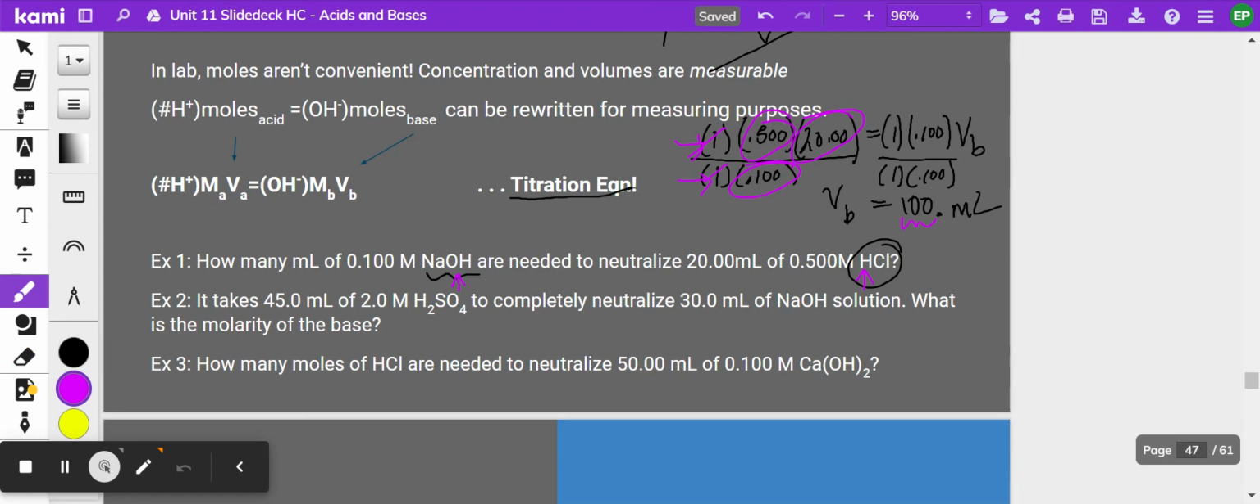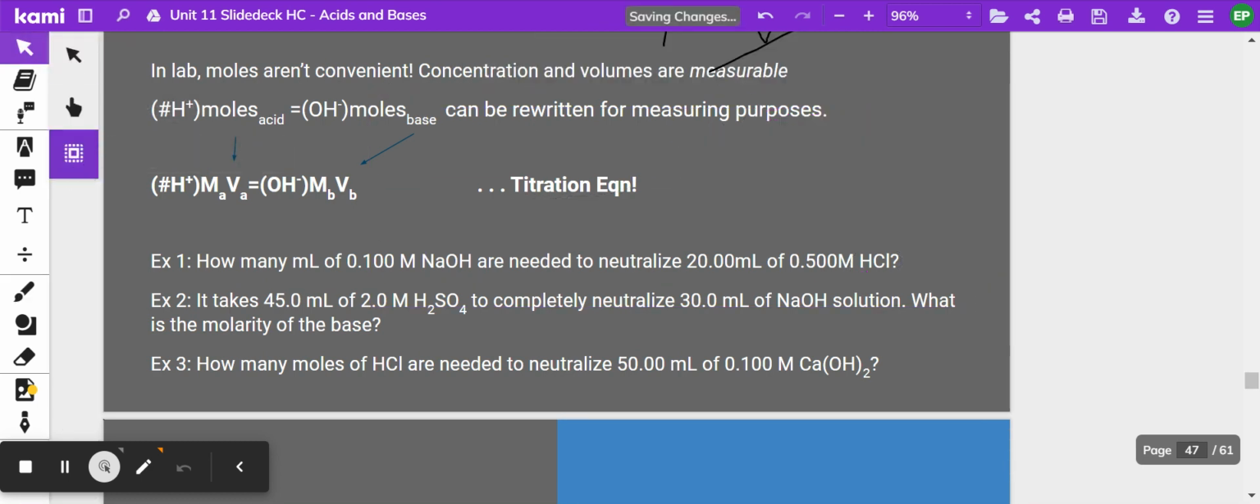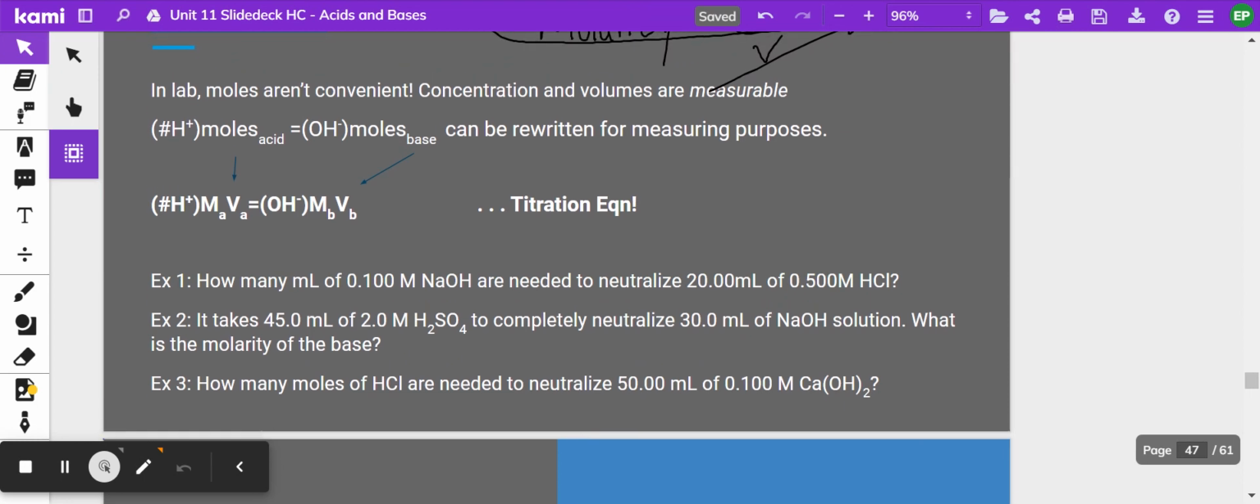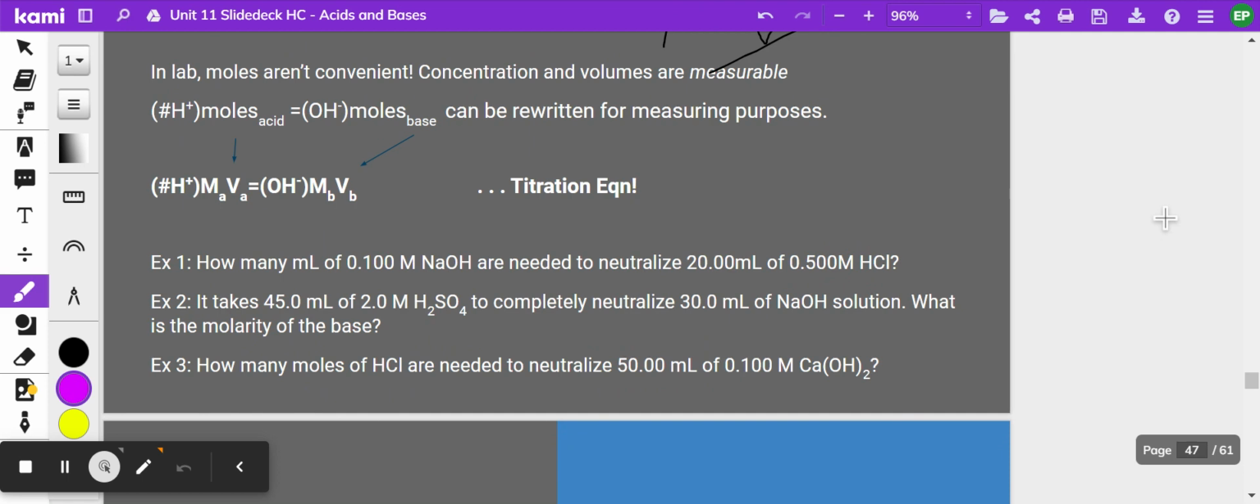Okay, first one done. Let's go for number 2. It takes 45 milliliters of 2.0 molar sulfuric acid to completely neutralize 30 milliliters of sodium hydroxide solution. What's the molarity of the base? Kind of liked that color pink. Let's use that one.